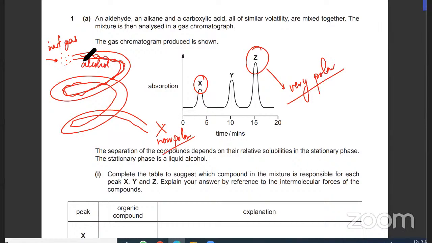So that means X is not dissolving in the alcohol. It just moves straight through the tube and comes out at the other end. So that means X would be a very non-polar substance because it's not mixing with the alcohol. Is that point clear? Alcohol is polar, right? Alcohol is polar, yes. Alcohol can form hydrogen bonds.